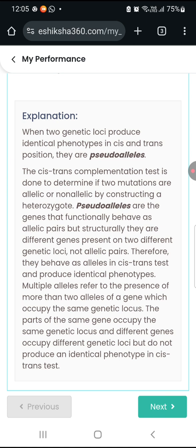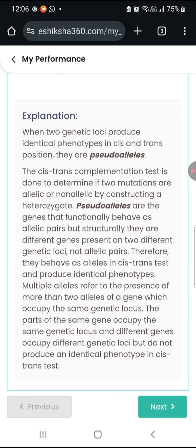heterozygote. Pseudoalleles are genes that functionally behave as allelic pairs, but structurally they are different genes present on two different genetic loci, not allelic pairs. Therefore, they behave as alleles in cis-trans tests and produce identical phenotypes.